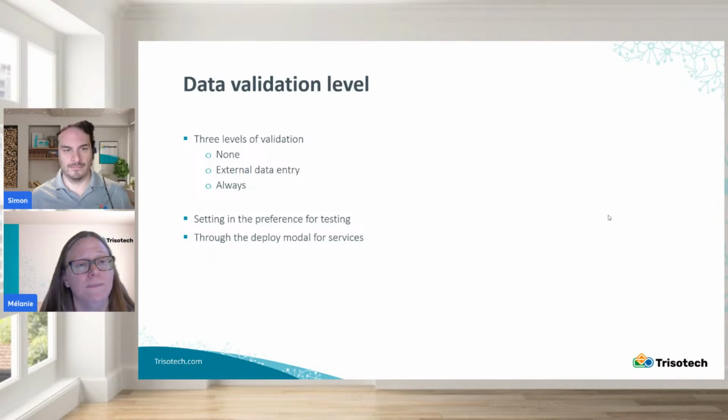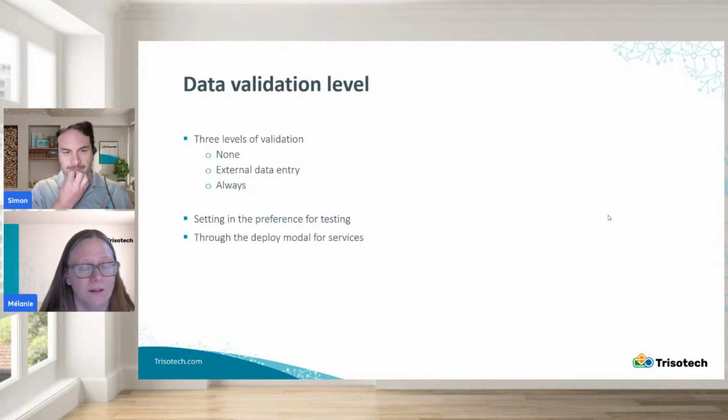When you do the data validation level, there's actually 3 levels available in the suite. So you can put it to none, meaning that all the rules are ignored. You can put it to external data entry, meaning that anytime the user enters some data through your service, then it's going to get validated against the rules you've set. Or you can set it to always. So this means that each time the decision moves from one activity to another, being a task or a decision, it is going to get validated.